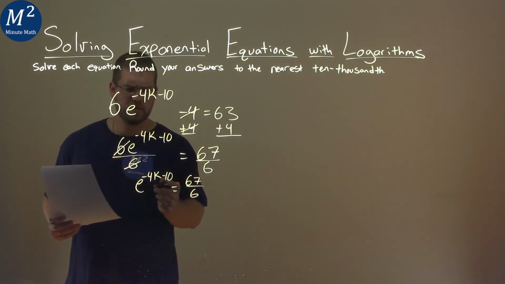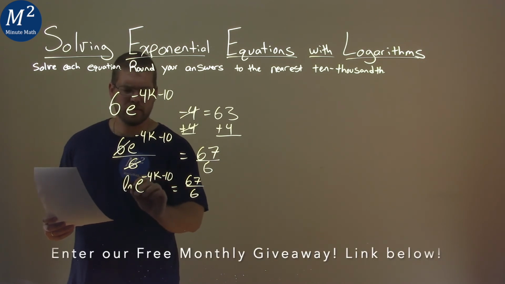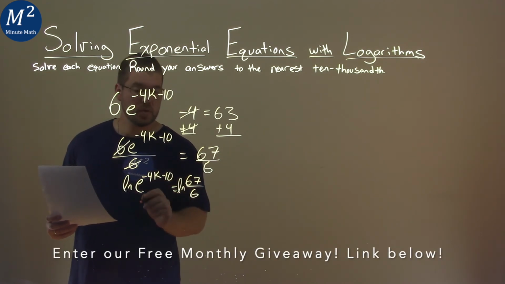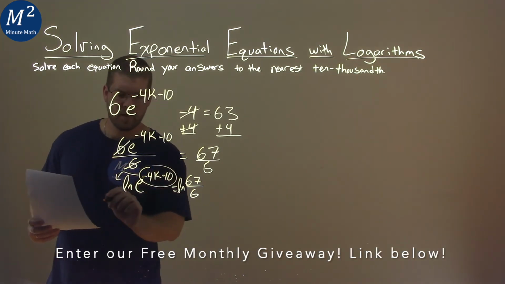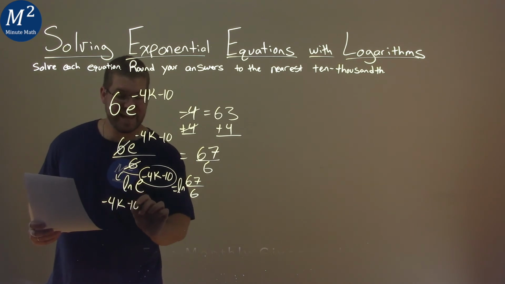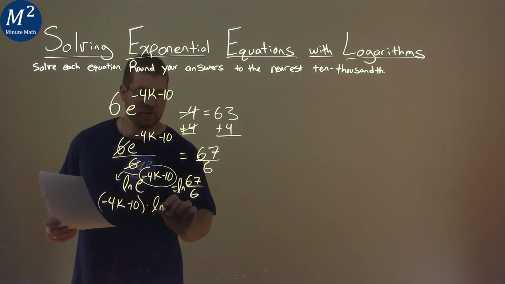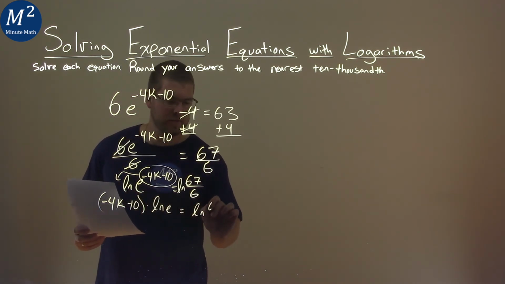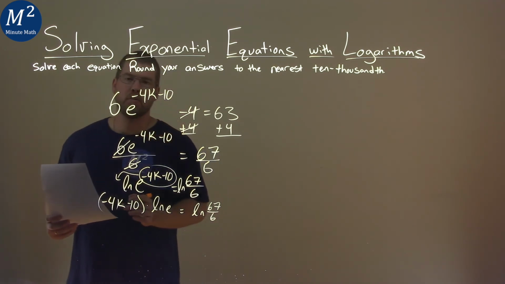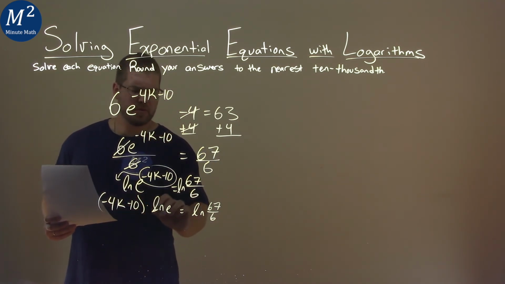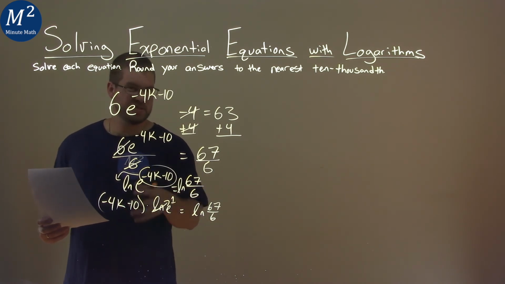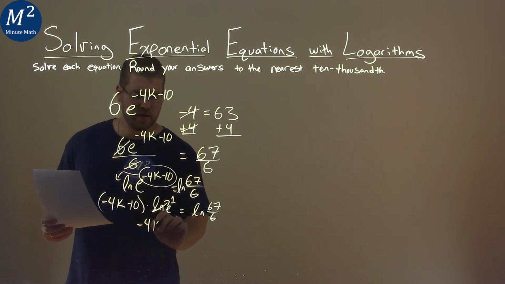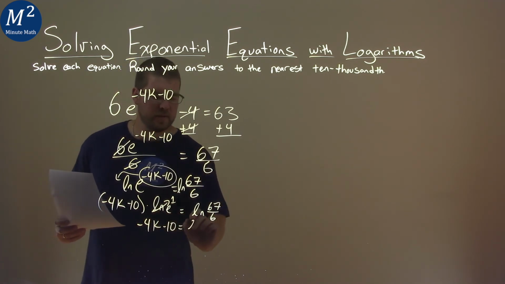Well, then from here, I can take the natural log of both sides. By doing that, this exponent can come out front with multiplication. So we have a negative 4k minus 10 is being multiplied by a natural log of e, which is equal to natural log of 67 over 6. Oof, a lot of work here. Well, natural log of e is equal to just 1. So 1 times, well, this part is just that part, right? The negative 4k minus 10 is by itself. It's equal to natural log of 67 over 6.